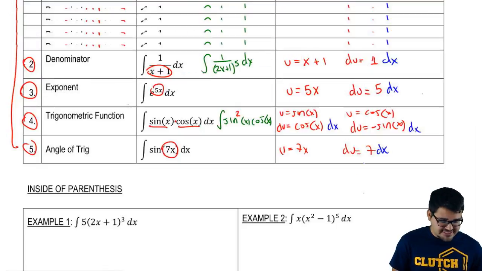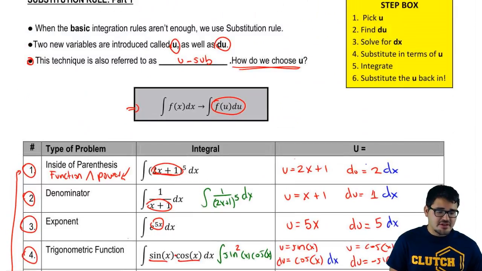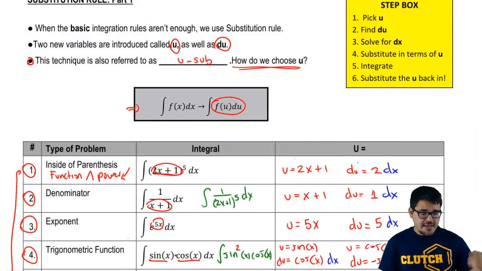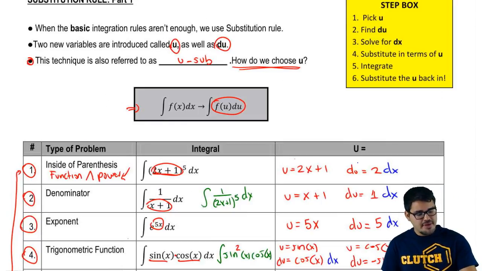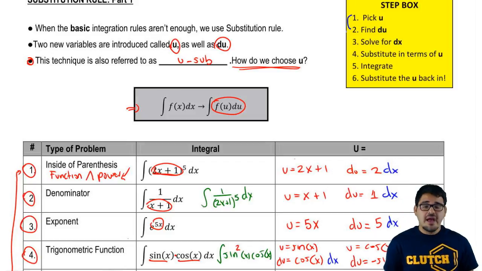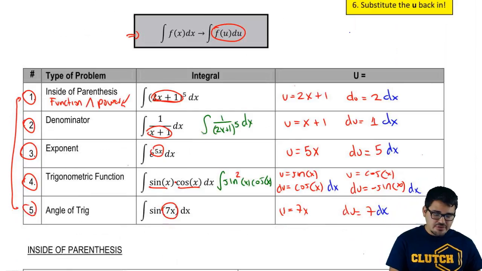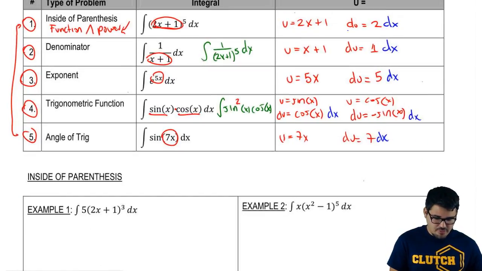So let's just scroll up for a second, and we know that we have our step box here, which you guys can see in your paper, but I really can't because I'm all the way down there. So we're starting off with first pick your u and find your du. And we're already pros at this because we did some examples on it already. So let's go ahead and do it for example 1, right?